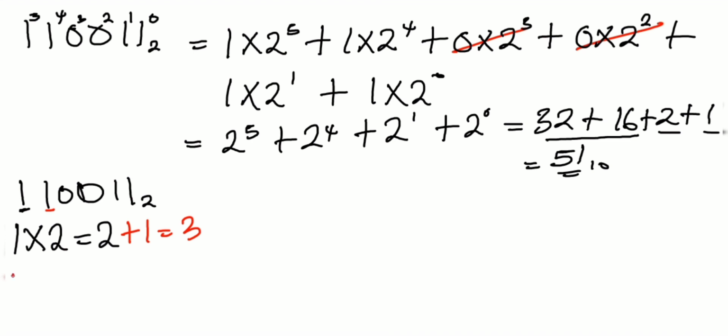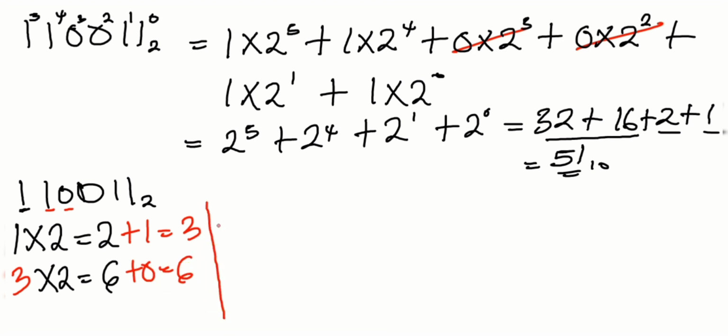We go again. 3 times 2 is equal to 6. 6 plus the next value there, which is 0, is still 6. So we have 6 again multiplied by 2 now, and that's 12. So 12 plus the next value there is 0. That's 12 plus 0, still 12.